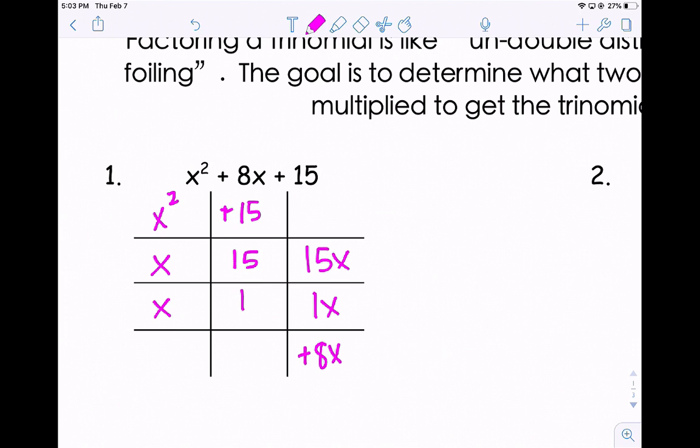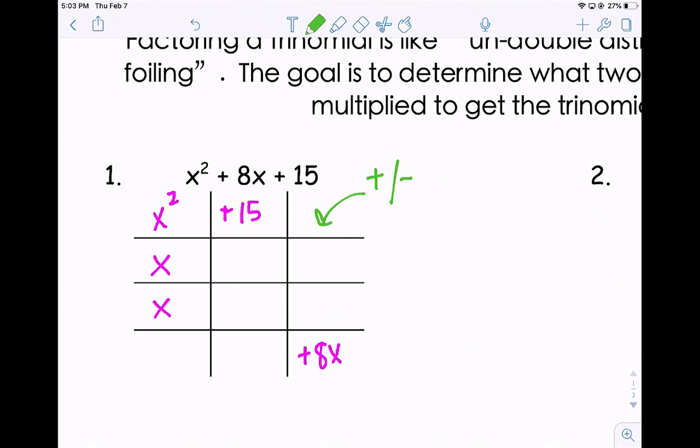And so this last column is a little bit different. This column we are always adding or subtracting. So we're trying to see, is there any way I could add or subtract 15 and 1 in either order? Could I make 1 negative or 15 negative or both of them negative to get 8? And you can't. That doesn't work. So we tried 15 and 1. That didn't work. So now I'm going to go back and I'm going to try a different factor of 15.